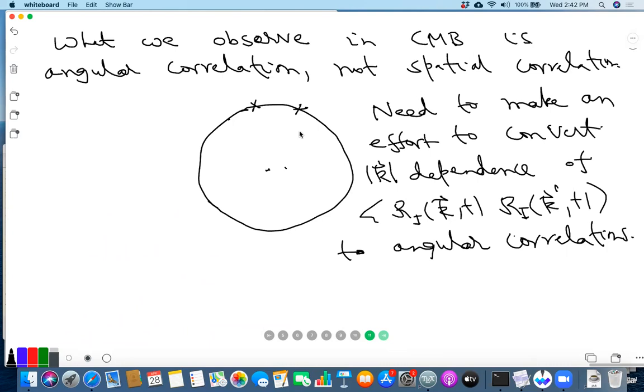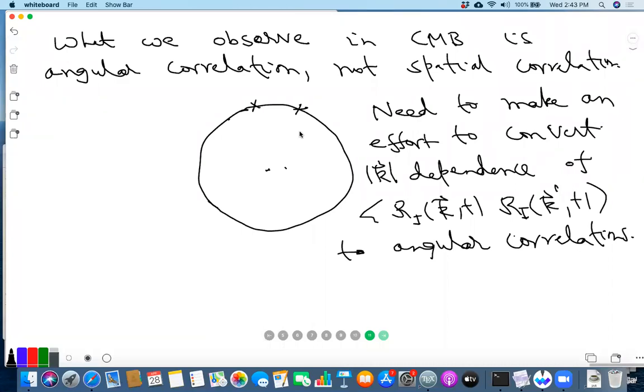Any other question? Yes, go ahead, please. Measurement wise, are we measuring correlation between two points on the circumference at the last scattering surface, or are we drawing the analog of an arc and averaging the data there?